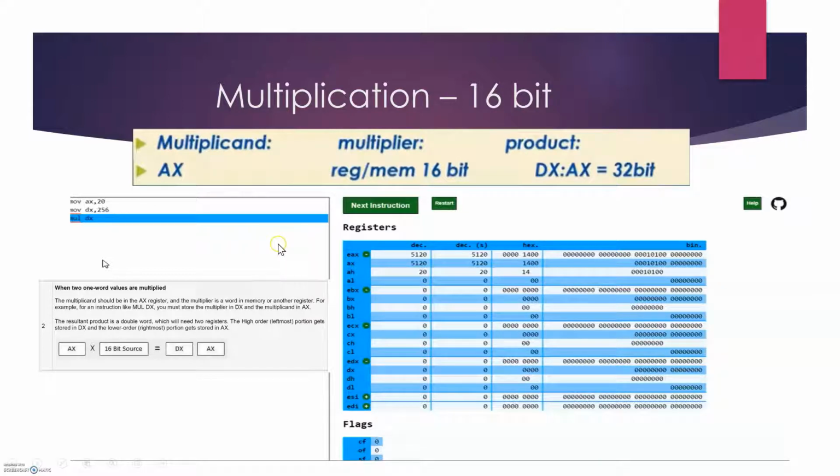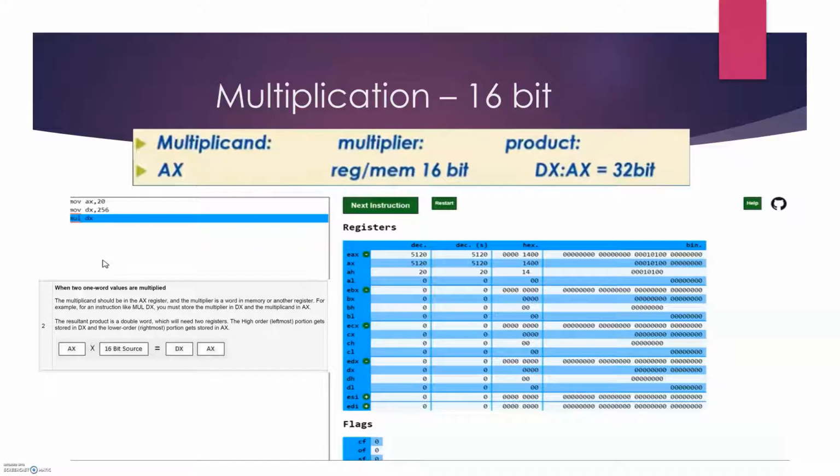Another scenario explaining 16-bit. The multiplicand should be in the AX register, and the multiplier is a word in memory or another register. For example, we say multiply DX. You must store the multiplier in DX and the multiplicand in AX. The resulting product is a double word, which will need two registers.